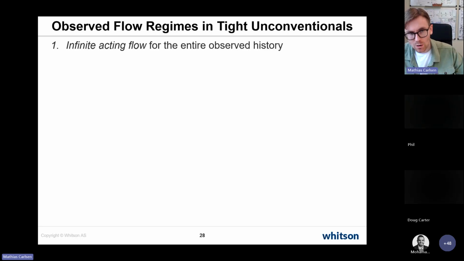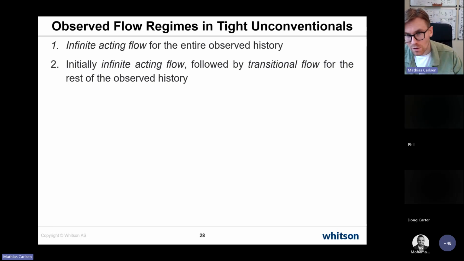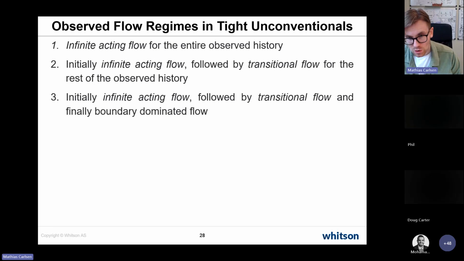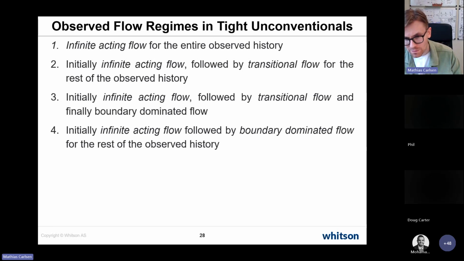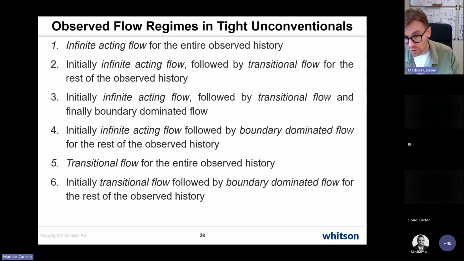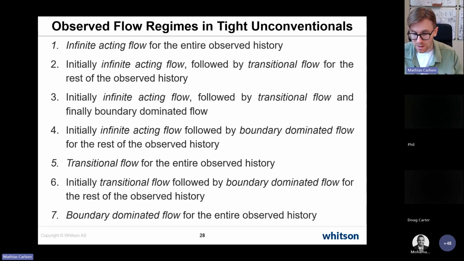So when you look at a well, it's either infinite acting for the entirety of the observed history, or it's initially infinite acting followed by transitional flow for the rest of the observed history, or it's initially infinite acting, followed by transitional flow, then finally followed by boundary dominated flow, or it's initially infinite acting followed by BDF, no transitional flow, or you can have transitional flow for the entire history, or initially transitional flow followed by boundary dominated flow, or actually boundary dominated flow for the entirety of the observed history.